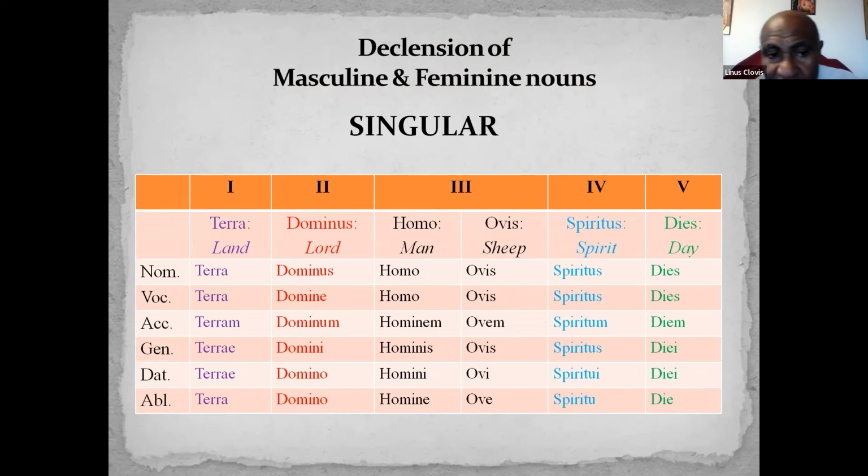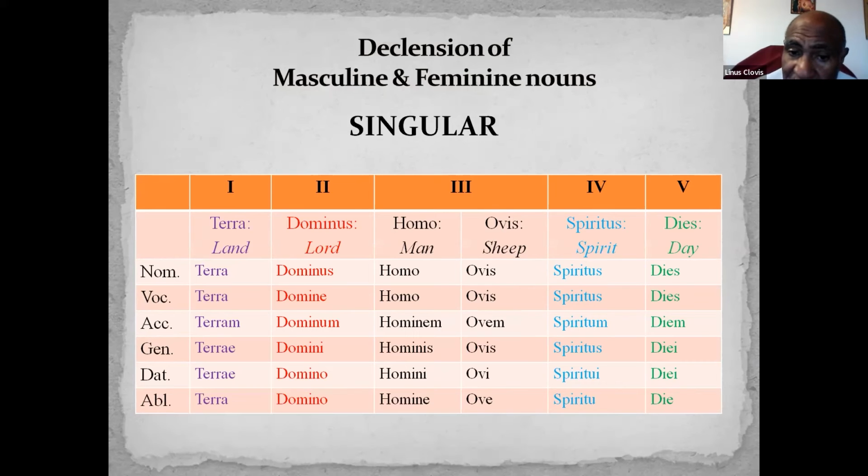Now, if we look at them together, what do we notice? Well, we notice the nominatives, they vary, of course, as we'd expect. But we notice with the second and the fourth, we mustn't confuse them, they have the same form. The vocative, we notice, is the same as the nominative, except for the second declension, where we have an E. That's the only one. Otherwise, nominative and vocative are the same.